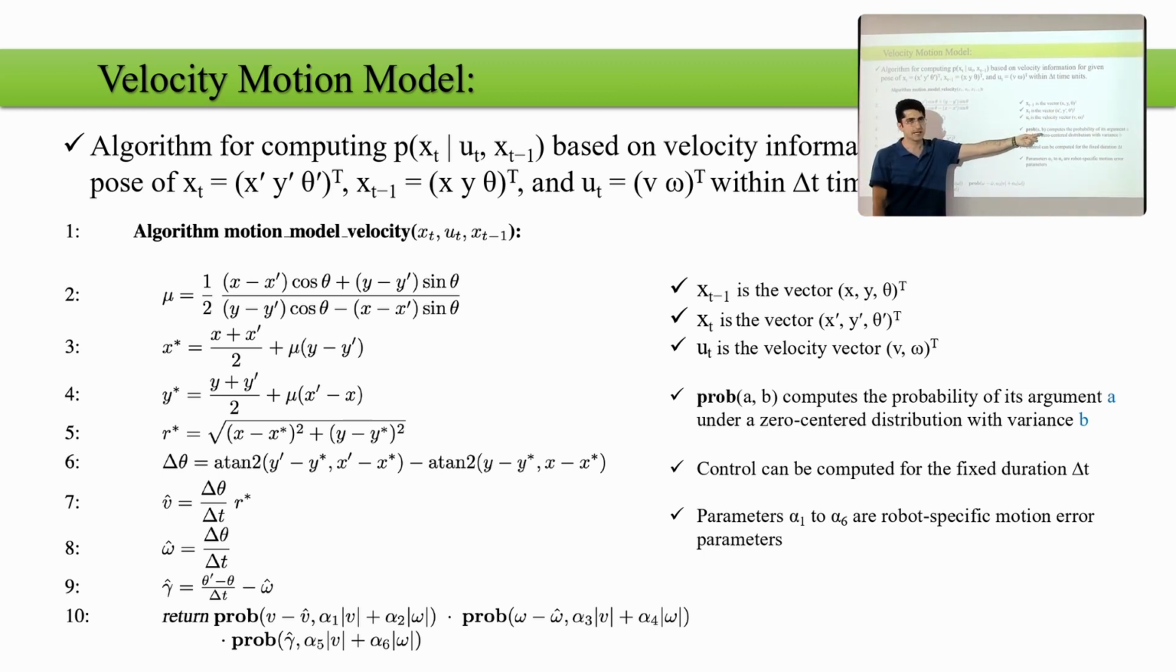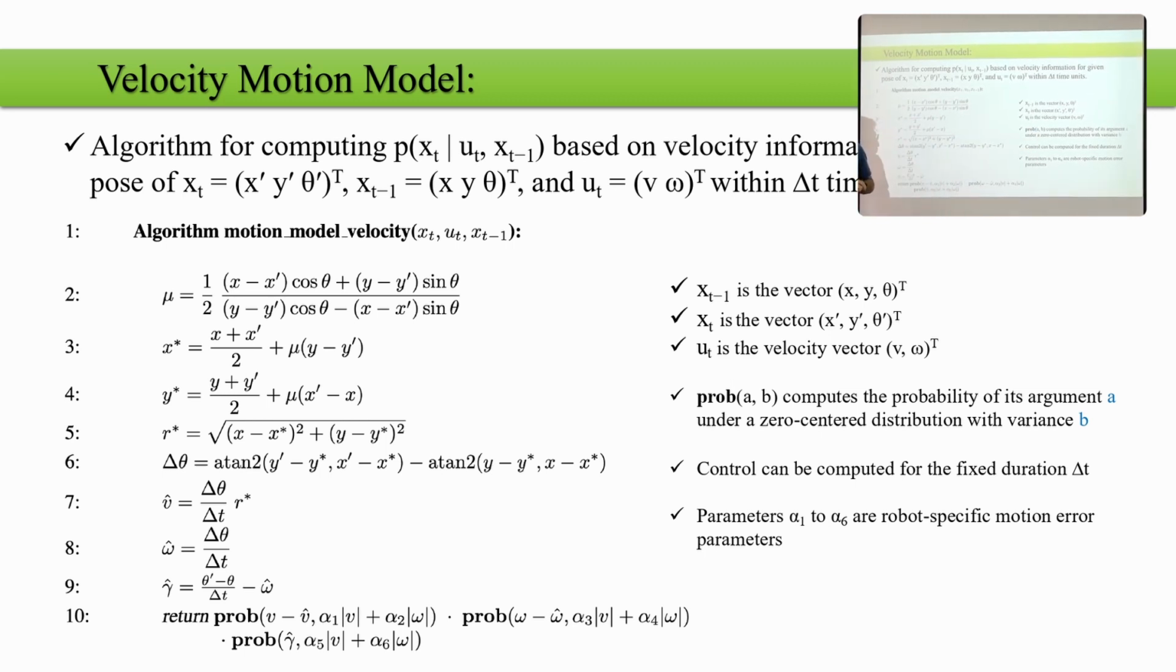The probability A of B, we will have a function, probability of A of B, that is here. And also I will open it to show how it works. It computes the probability of its argument A with a zero-centered distribution with variance B. So the distribution is zero-centered with variance B, how much the error is, and it brings it to the form of probability.